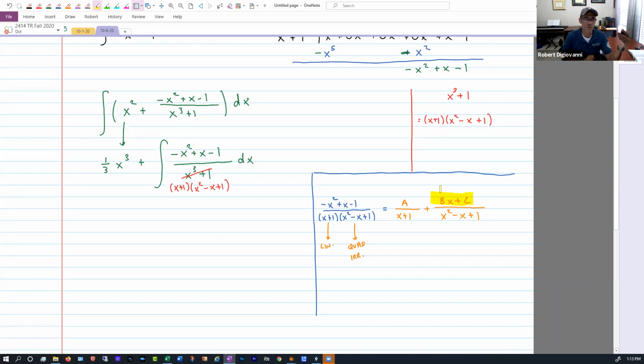I want to make sure everyone understands: if you have an irreducible quadratic in partial fraction decomposition, you have to put in the numerator a linear expression, not just a letter. Is everyone okay with that?